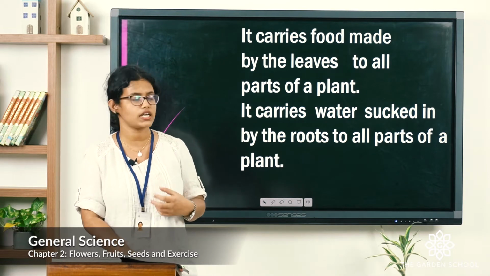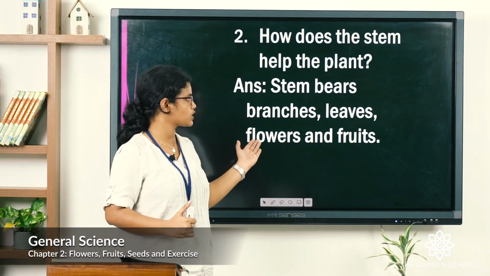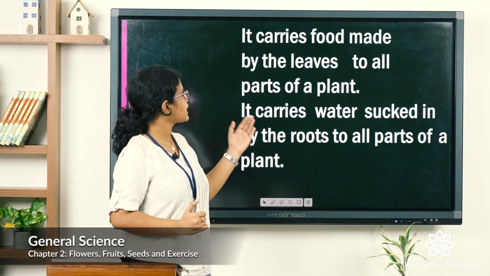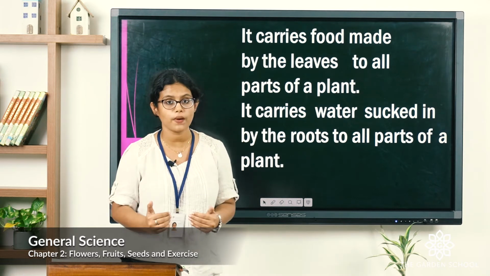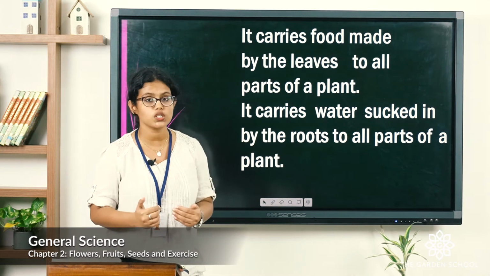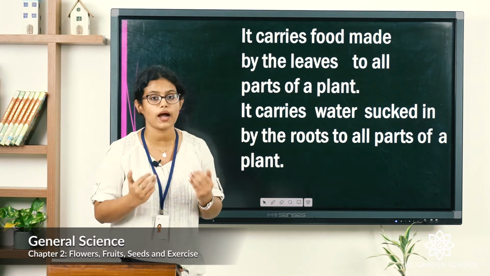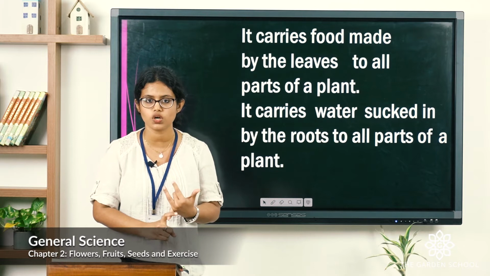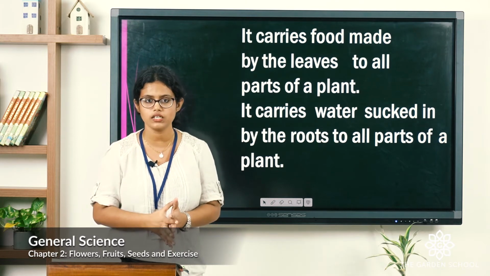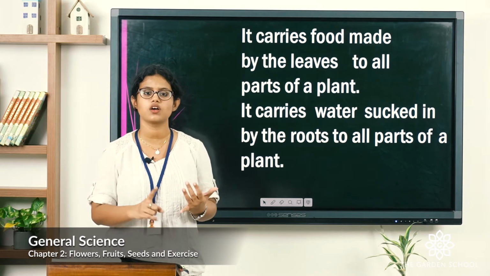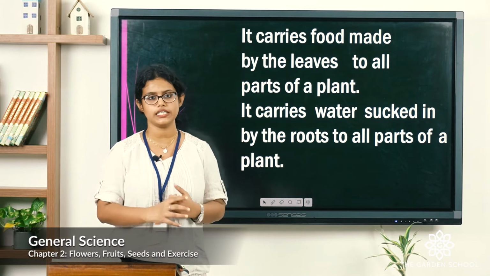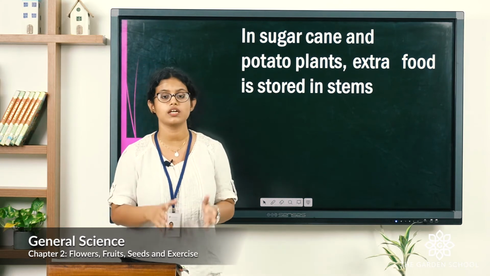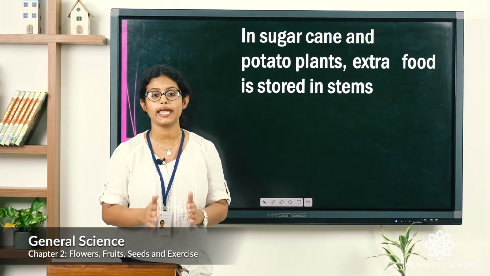So we can write the answer as stem bears branches, leaves, flowers and fruits. Then it carries food made by the leaves to all parts of a plant, and it also carries water sucked in by the roots to all parts of a plant. And also in sugarcane and potato plant, extra food can be stored in their stem.